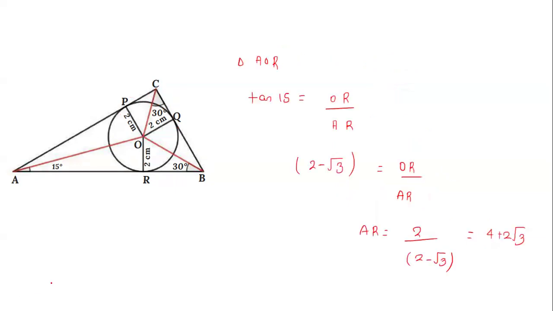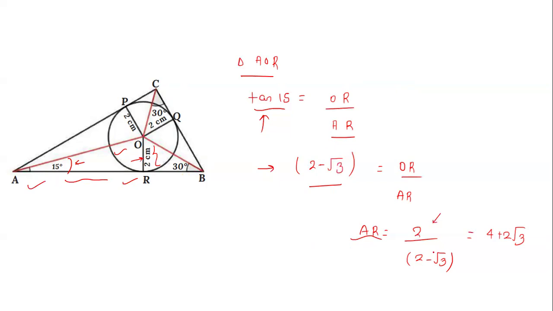Now we know all this. Now let's apply tan 15 in the triangle AOR. So in this triangle AOR, this angle is 15 degrees, and we can write tan 15 is equal to this perpendicular divided by this base, like OR divided by AR. Tan 15 degrees we know is equal to 2 minus root 3, and we also know OR is equal to 2 centimeters, so you can find the value of AR.